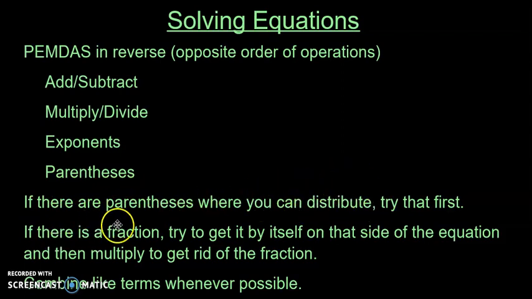If we do see a fraction in our equation, if it's not by itself on one side of the equation, we want to get rid of the other terms so that we get the fraction by itself. Then we multiply to get rid of that fraction. And whenever you see like terms, so if you see the same variable in more than one spot, if we can combine those terms, we want to do that to simplify our equation. Okay, so let's get into some examples.